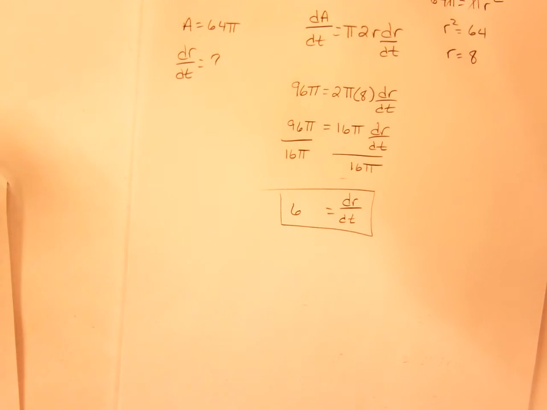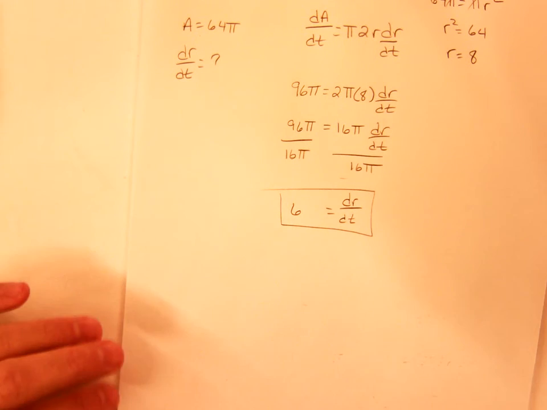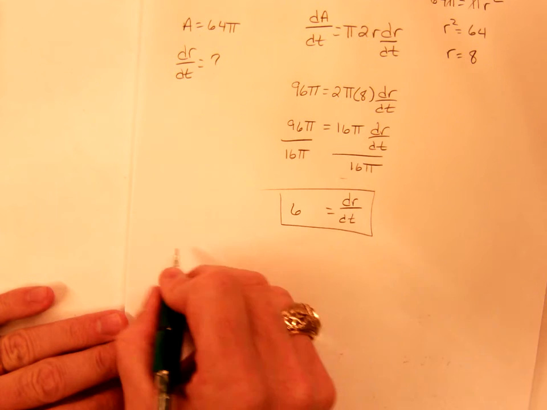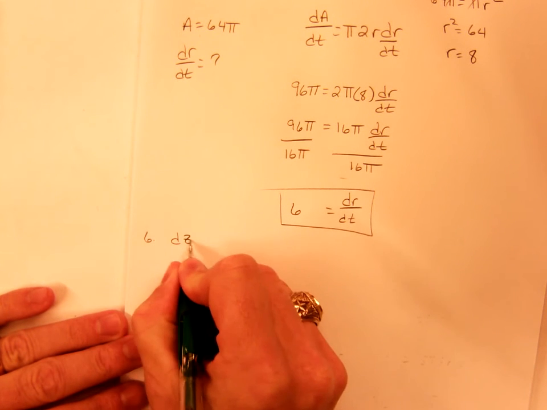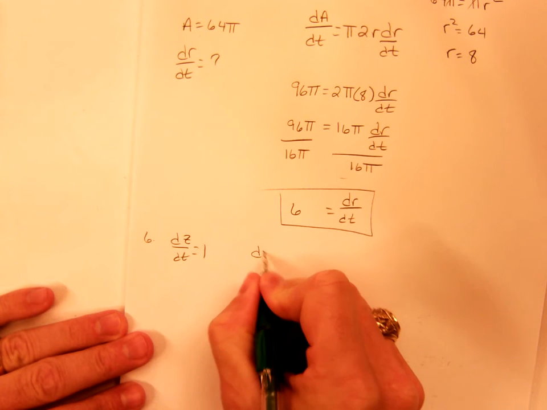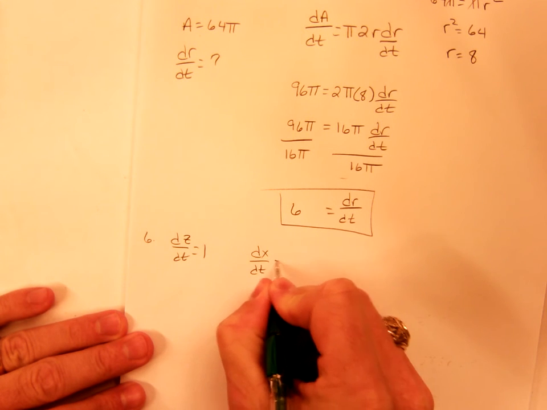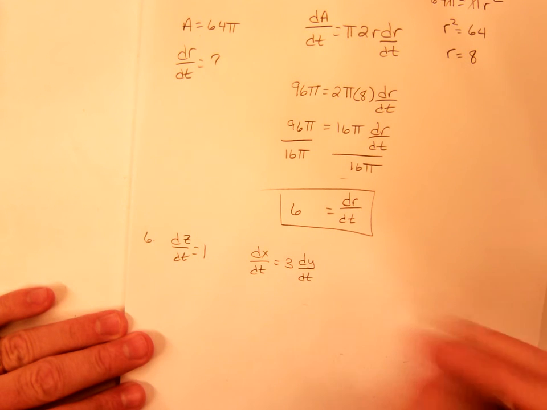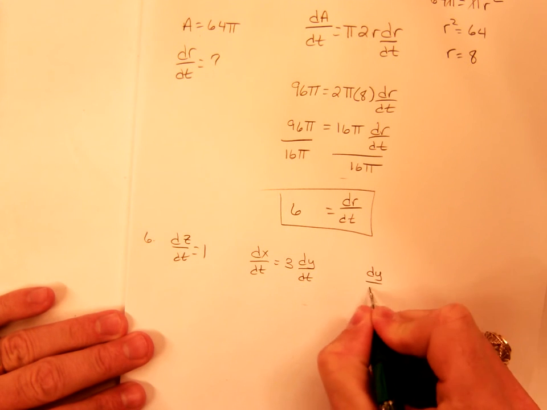Number 6. The sides of the rectangle above are increasing in such a way that dz/dt is equal to 1 and dx/dt is equal to 3 dy/dt. And put another way, dy/dt is equal to what?